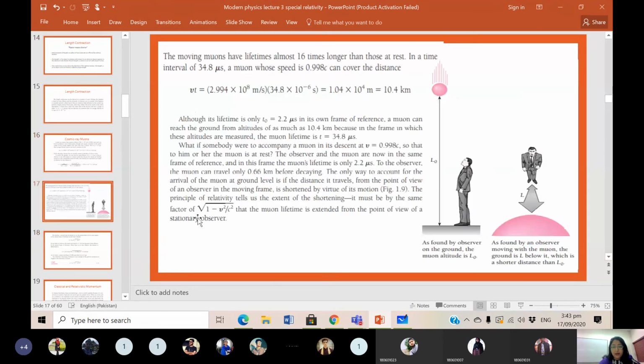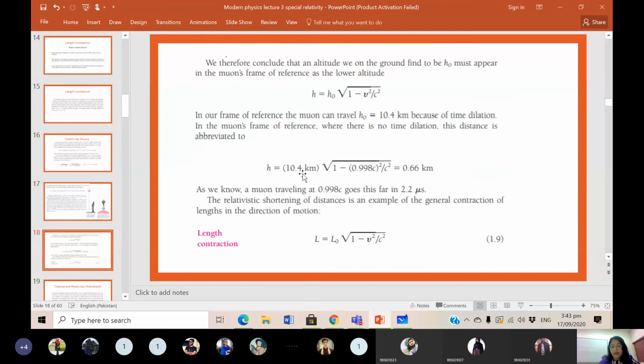So if we set h equal to 10.4 into... h is equal to 0.66 kilometers, and that is going to be equal to 10.4 times this factor. So again, we are able to get this formula where we got a formula for time dilation. Do you understand how we got this formula? Basically, 10.4 is this distance here, and 0.66 is this distance. If you place them over here, you will get exactly the value of gamma, which is this term. Yeah?